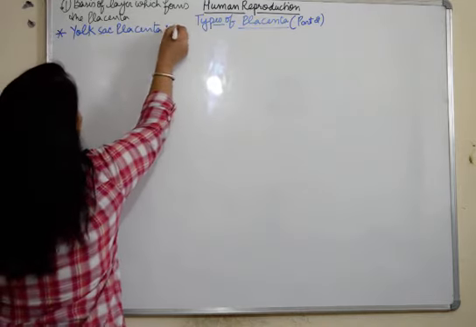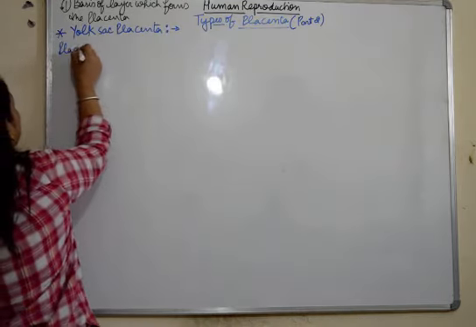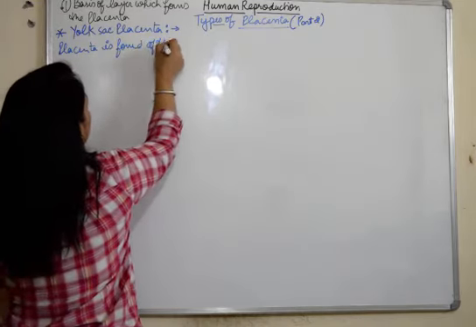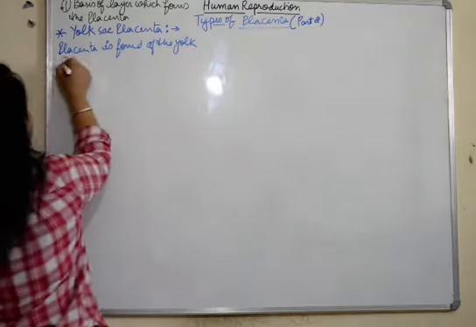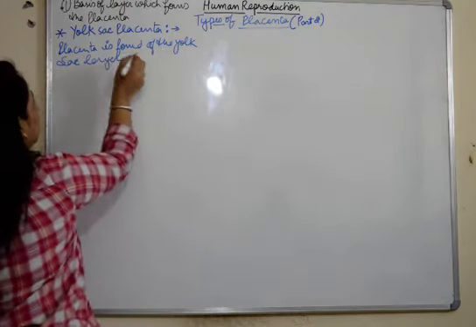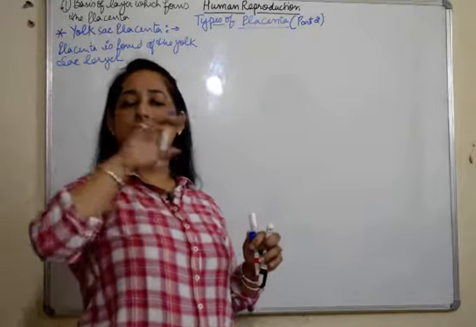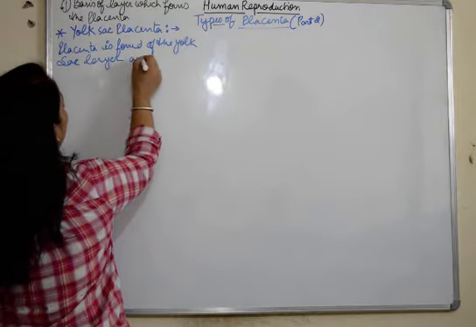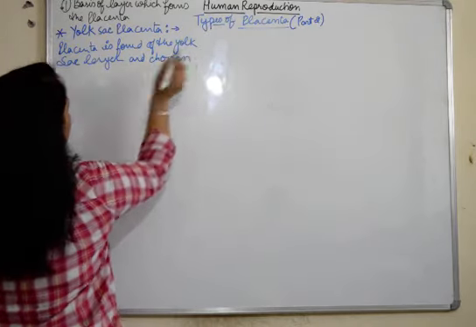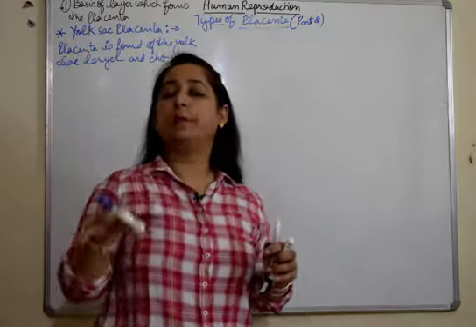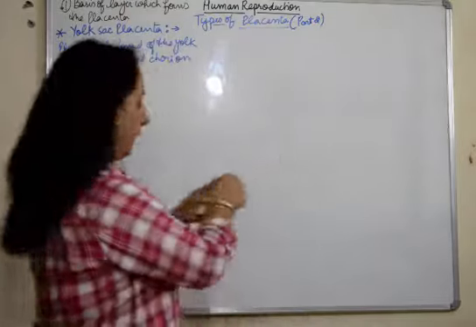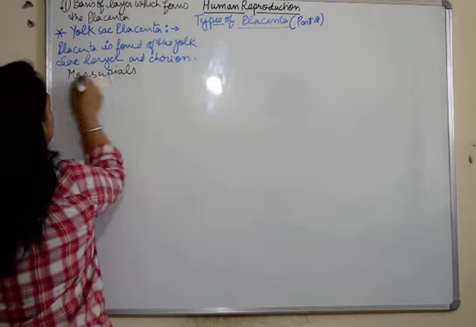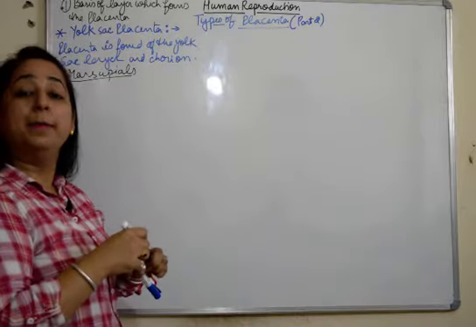In yolk sac placenta, the placenta is formed of the yolk sac layer. The layer which is going to form the yolk sac will also lead to formation of the placenta, and the chorion also. So the yolk sac layer and the chorion form the placenta here. This type of placenta is found in marsupials. Marsupials have yolk sac type of placenta.